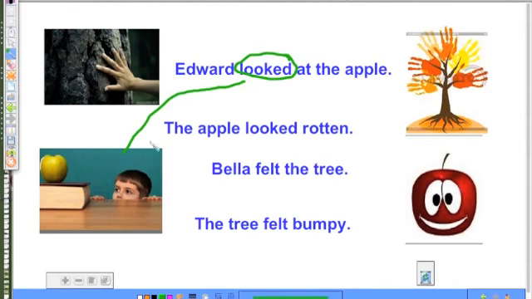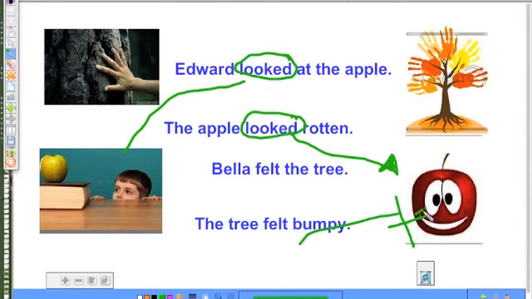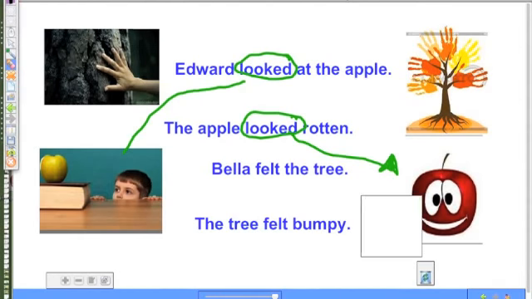Okay? Now, in the same way, this one, the apple looked rotten. Looked. And here, take a look at this picture. The only way it could ever be an action is if the apple could physically look. Do apples have eyes? No, they don't. So, yeah, you guessed it. That is not ever going to be a possibility. Okay? So, because apples don't have eyes, we know this one.